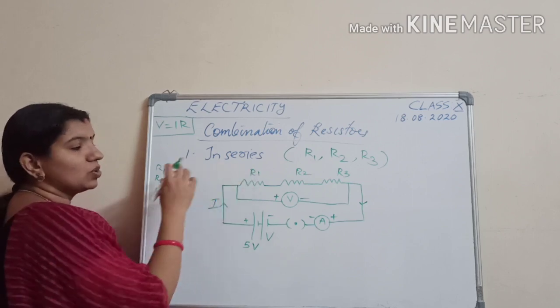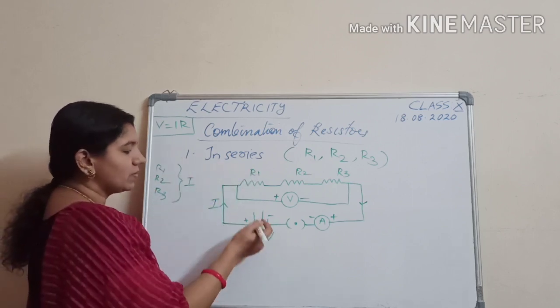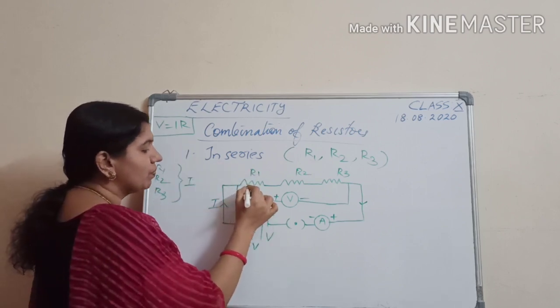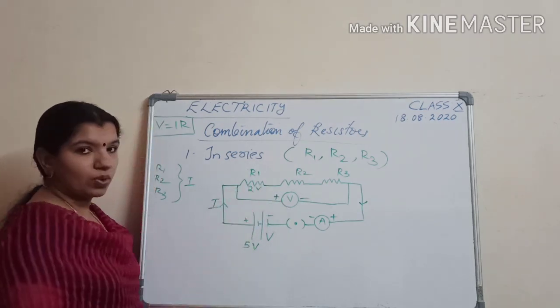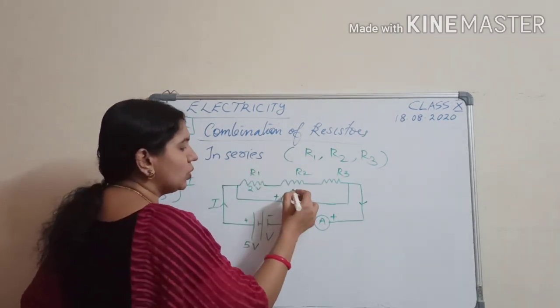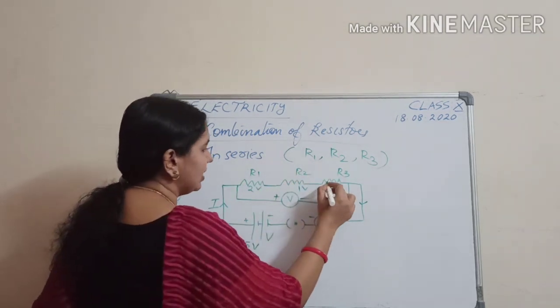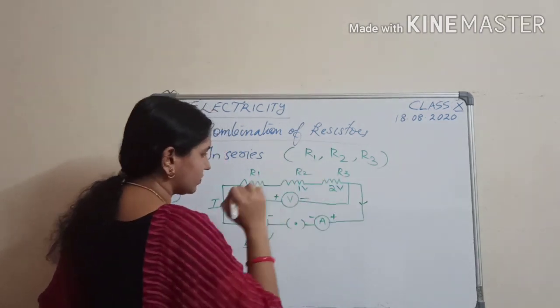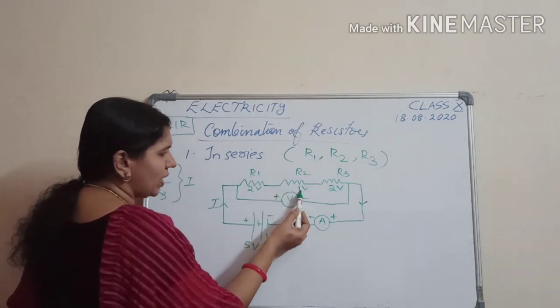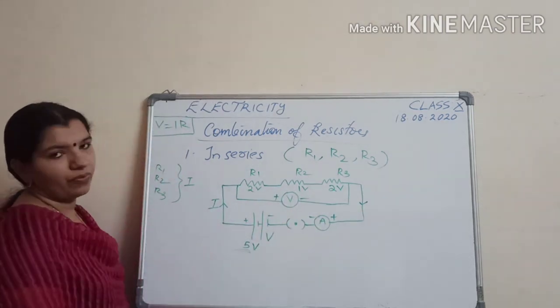When I measure across R1, I got, this is just an example only, let it be 2 volt. Again for R2 I got 1 volt. Understand? Again R3 I got 2 volt. 2 plus 1 plus 2, which will give you 5.